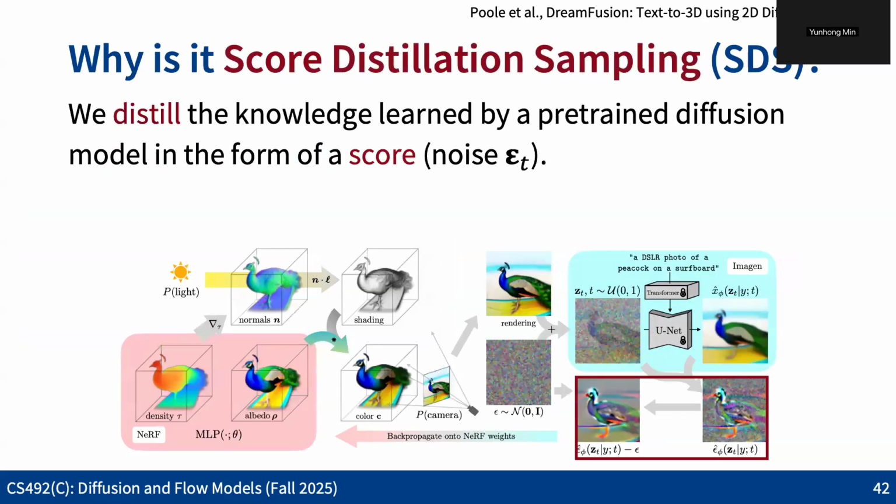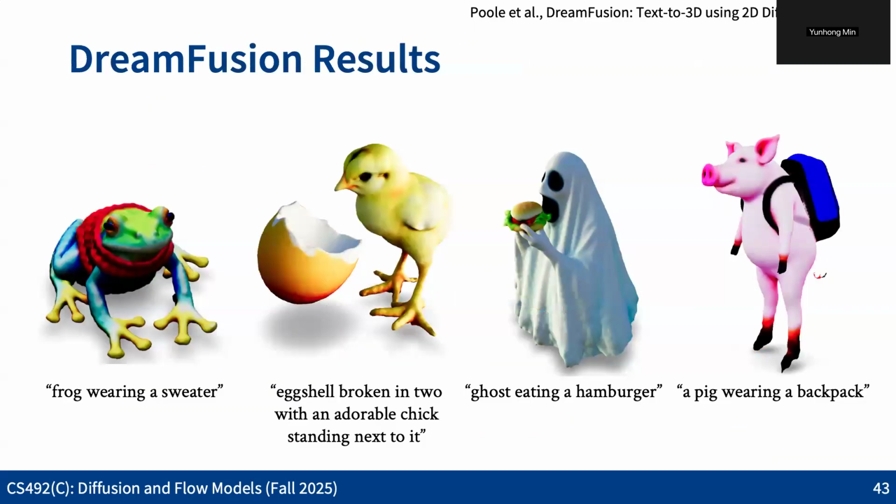So now you can see why this technique is called score distillation. Basically, we want to distill the knowledge learned by the pre-trained diffusion model in a way that we can produce many other things, while the knowledge is distilled in the form of the noise, the score. That's why this is called score distillation sampling. And this idea can be applied. So these are all 3D outputs. I don't have the videos for this, but you can see that these are all 3D outputs. And this is quite interesting to see, right?